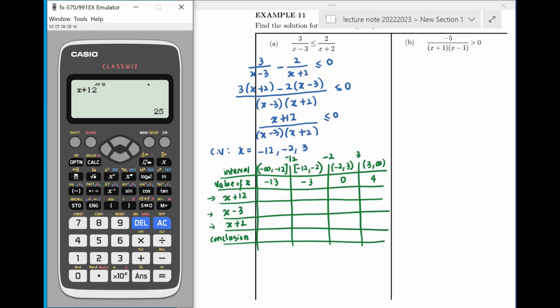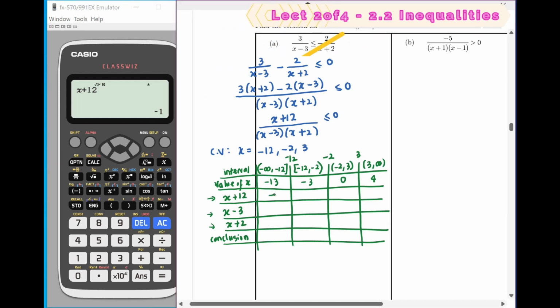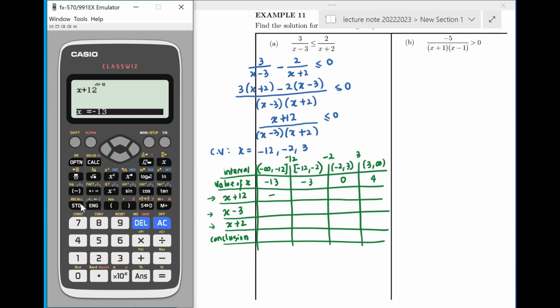So I'm sorry, we have to calculate again. Okay, we have to calculate negative 13. My bad. So minus 13. Okay, equal sign. So we can see that we have negative 1. We do not want the 1. We just want to know the symbol. So we put here negative. And then calculate the second one for negative 3. So just press calculate again. So key in negative 3. We calculate it. We get a positive symbol. So we put here positive.